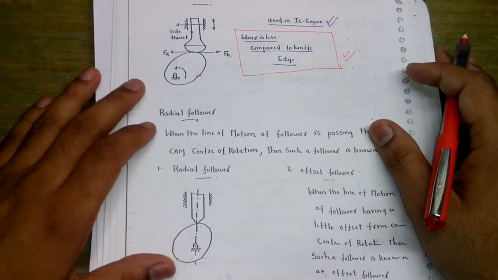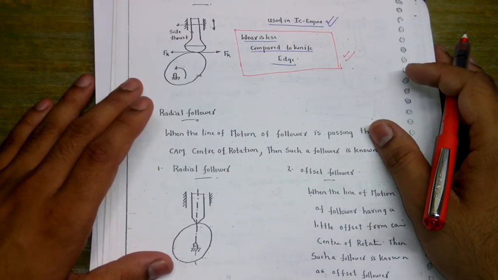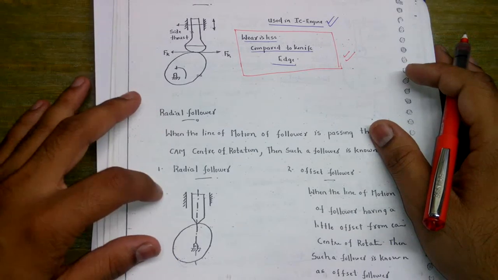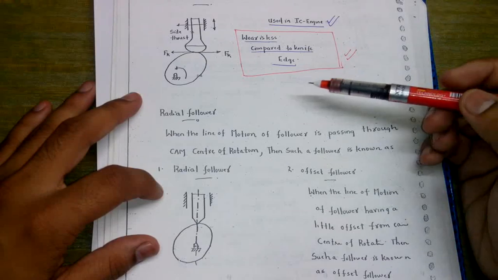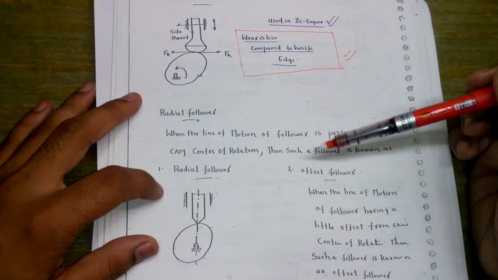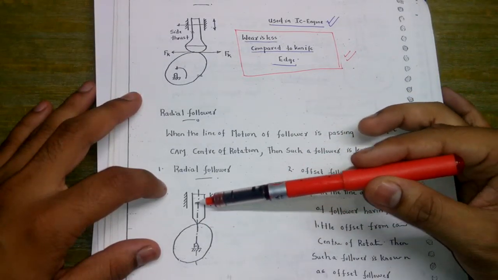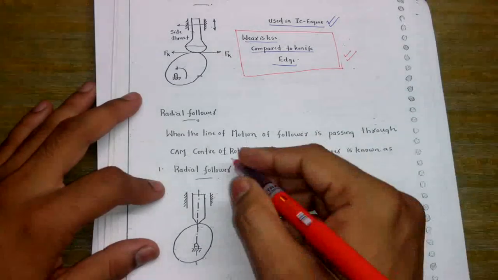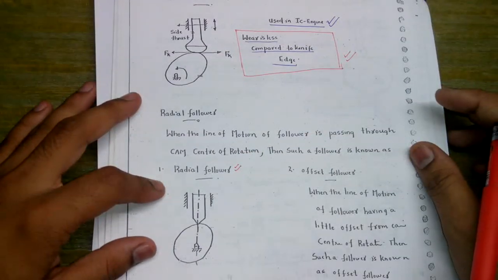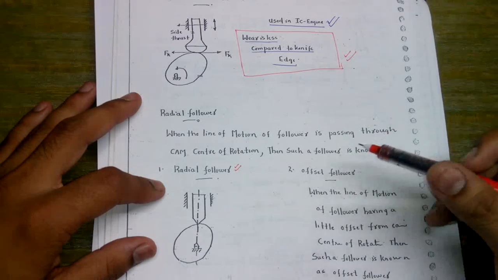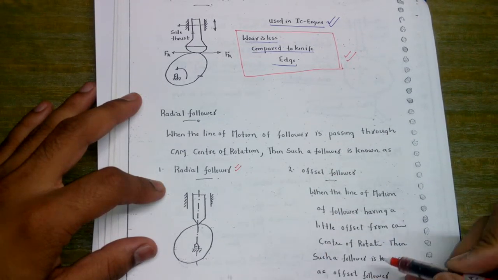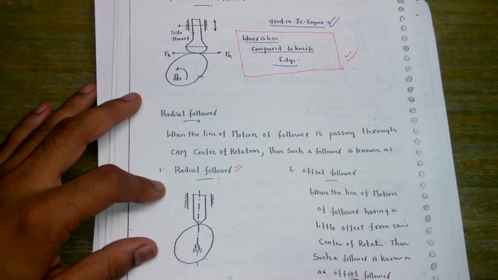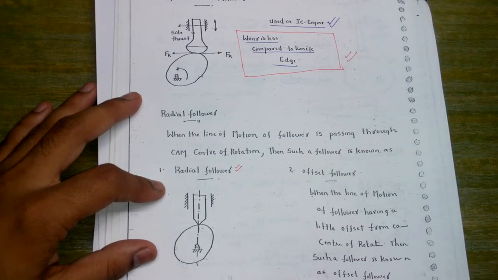Okay, now we come to the different types of followers. The first is called the radial follower. The next is called the offset follower. In the radial follower, when the line of motion of the follower passes through the center of rotation of the cam, it is called a radial follower. And what is offset? When the line of motion of the follower is at a certain distance from the center of rotation of the cam, then such a follower is known as the offset follower.